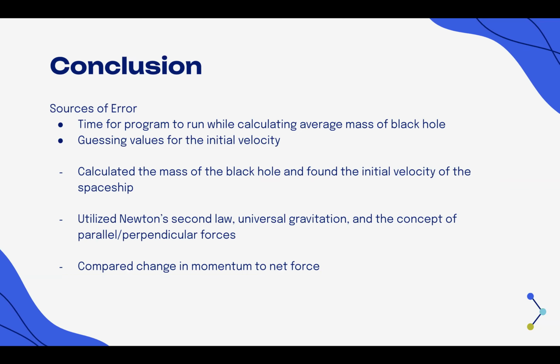Possible sources of error. I might not have been running the program for long enough to calculate the average mass of the black hole. Obviously, the longer you run it, the more accurate it's going to be. And another source of error would be guessing values for the initial velocity.